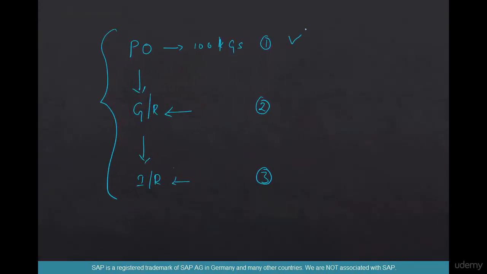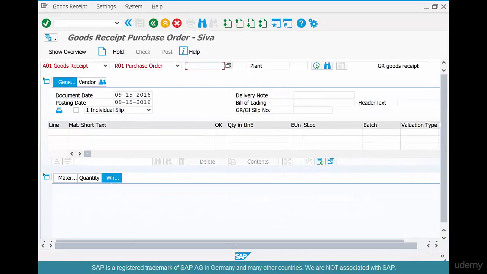Now this step is done. We have ordered for 100 kilos of coffee. Now after some time, the goods are coming in. And that's what we're going to do now. We are going to receive the goods. So put the purchase order number that we copied in there. Enter.